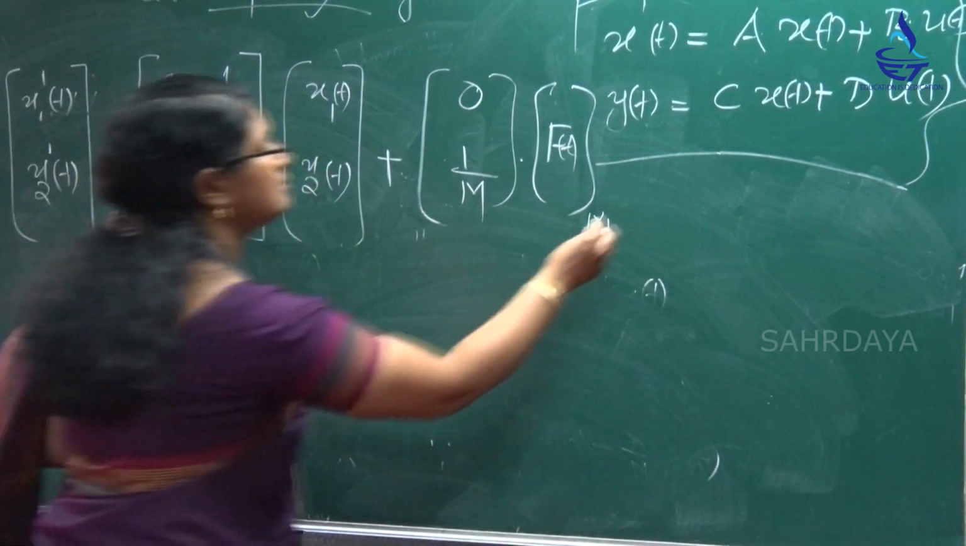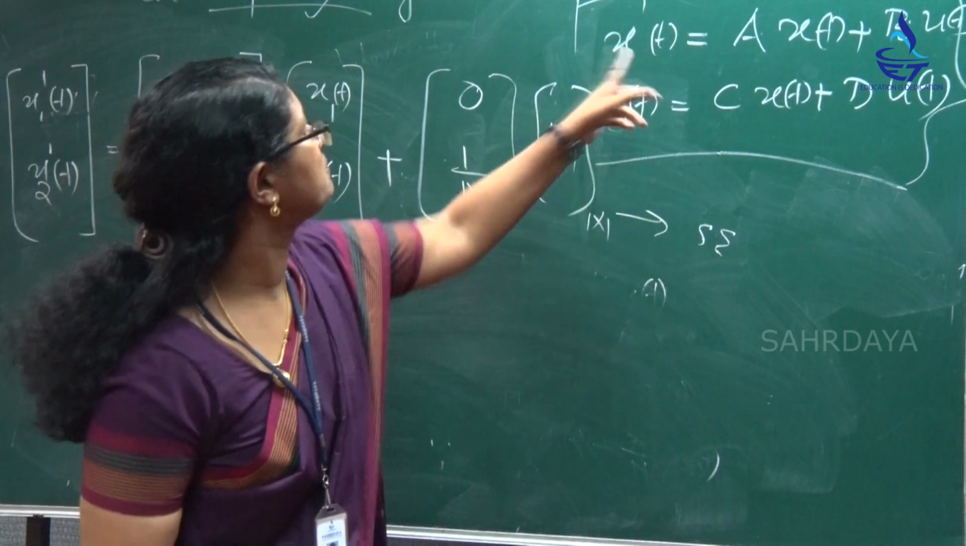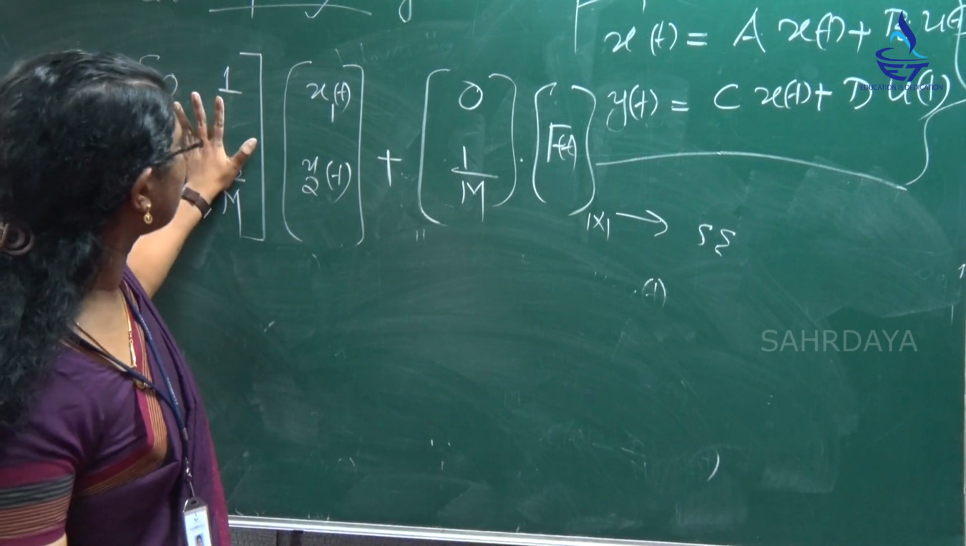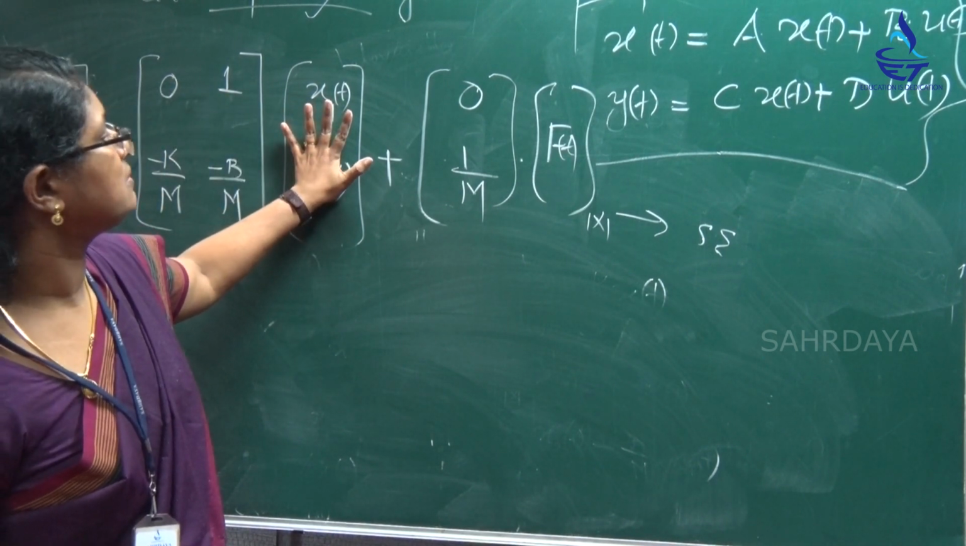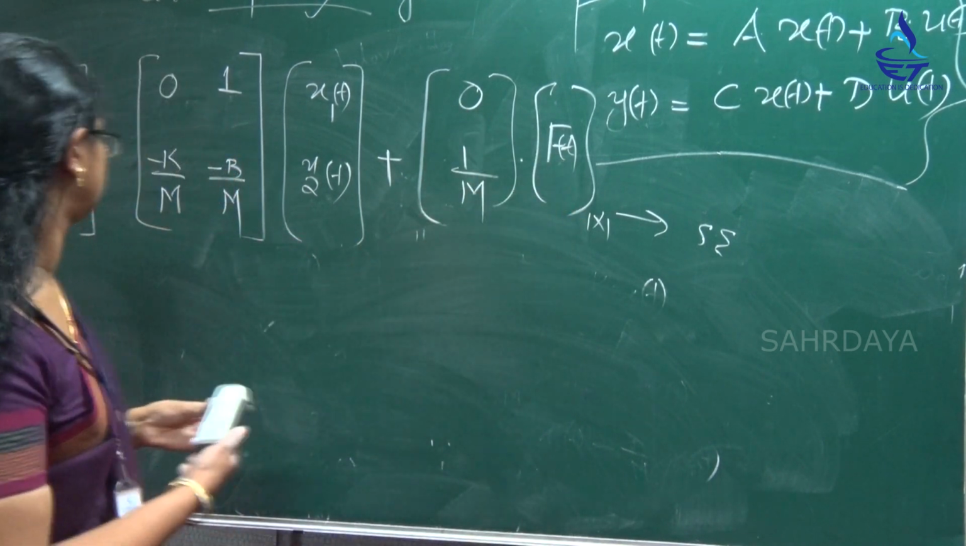So this is the state equation, and it is in this form: x dash of t, the first order differentials of state variables, is equal to the matrix A into the original form of state variables plus the matrix B into the input matrix.